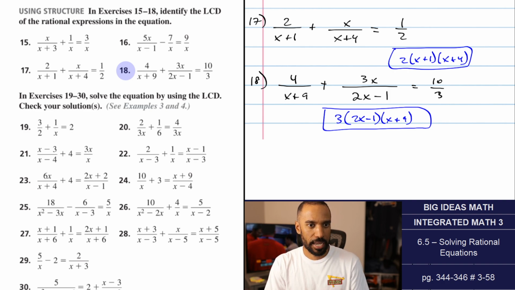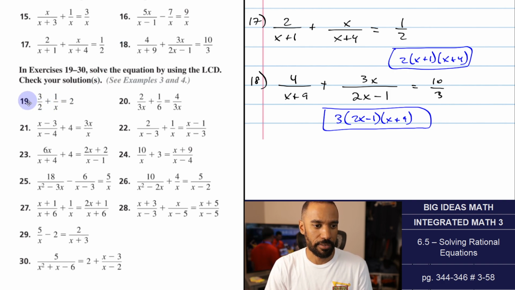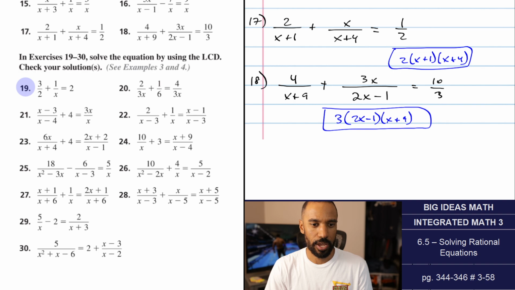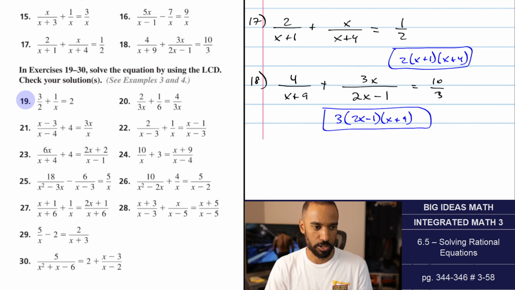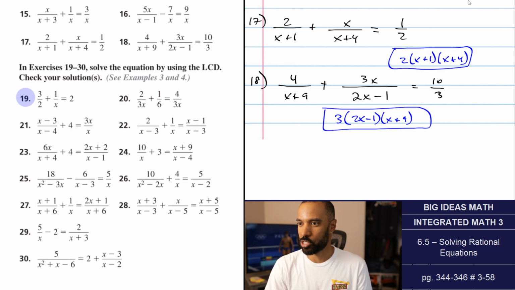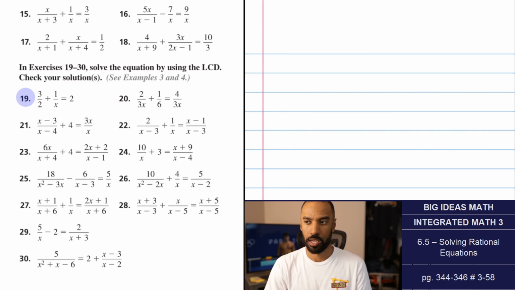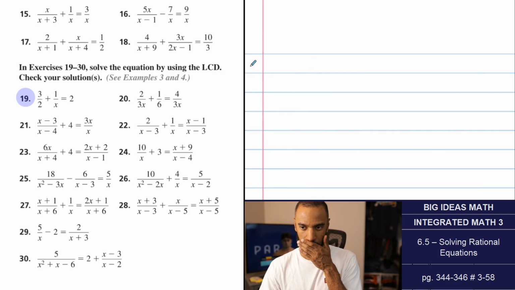Okay. Numbers 19 to 30, this is where we have to do the majority of our work. Solve the equation by using the least common denominator and check your solutions. Now, checking your solutions means there are probably extraneous solutions to be had, so be prepared for them.